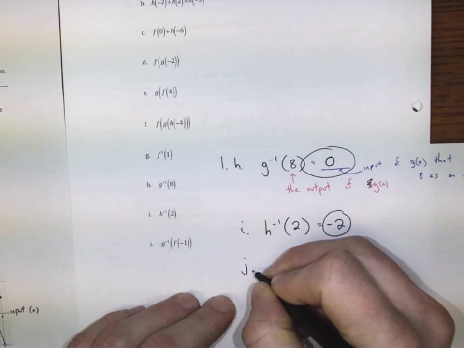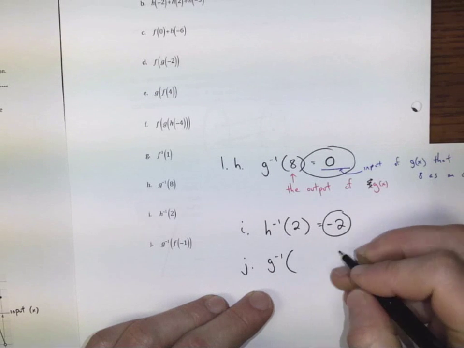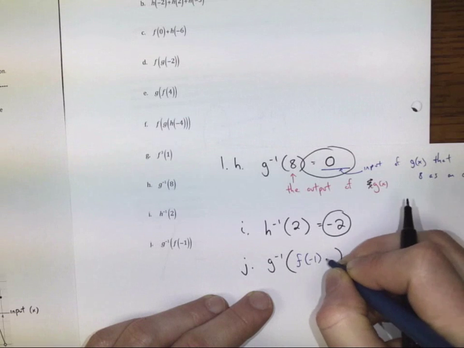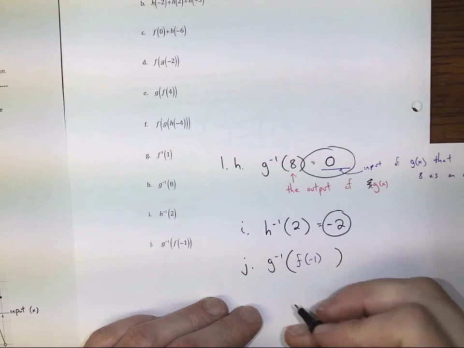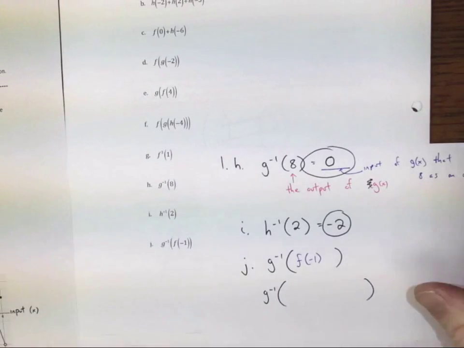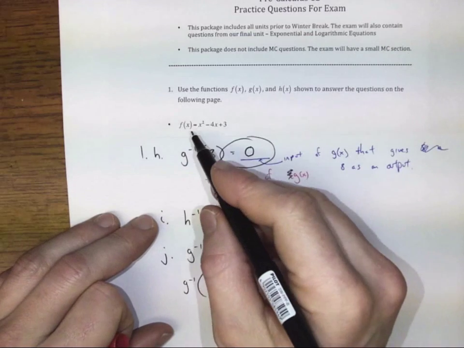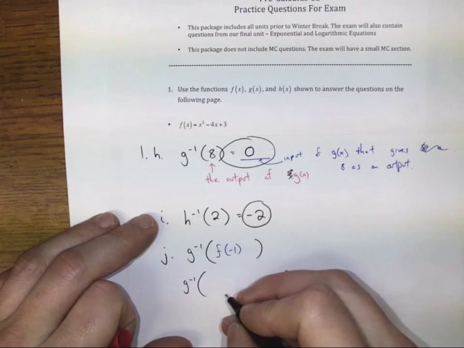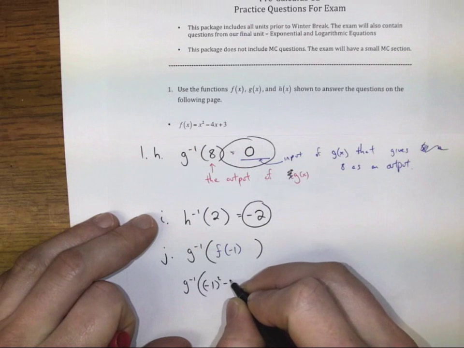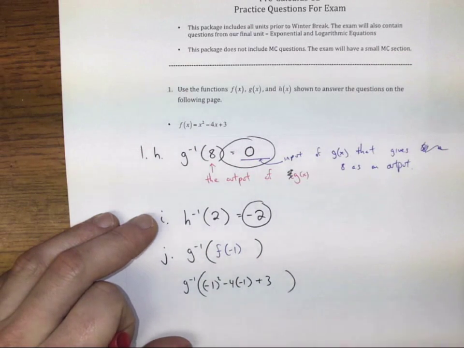Last one, J. We've got the inverse of whatever f of negative 1 is. F of negative 1. So I'm going to plug in negative 1 into my f function, which is this function up here. And so I'm going to get negative 1 squared minus 4 times negative 1 plus 3.